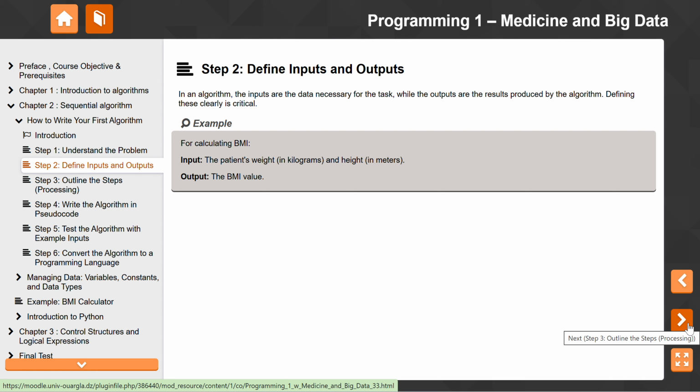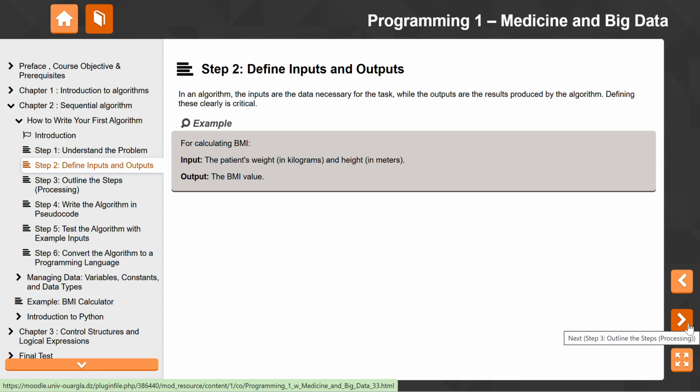The second step is defining the inputs and the outputs. The inputs are the data necessary for the task. So we have the problem, and of course we have data as inputs, while the outputs are the results produced by the algorithm.